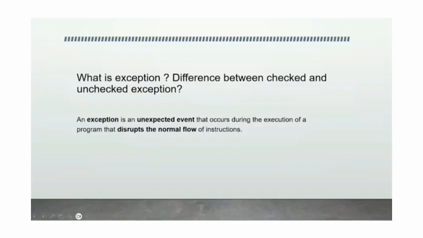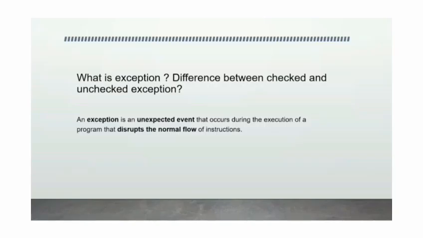What is an exception, and what is the difference between checked and unchecked exceptions? An exception is an unexpected event which occurs during the execution of a program and disrupts the normal flow of execution. There are two types of exceptions: one is checked exception and the other is unchecked exception.